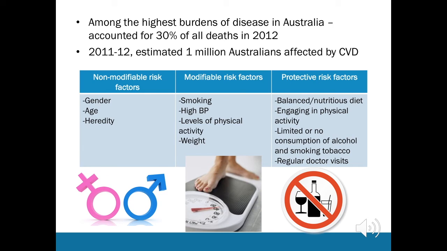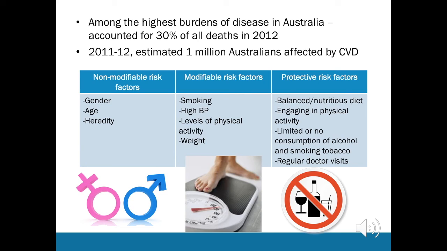These statistics are about 5 years old. They're not too bad yet, but it's really simple to go on Google, quickly see the prevalence or incidence of CVD, and get the most up-to-date statistics that you can use in your extended responses. So non-modifiable risk factors are age, gender, and hereditary. Modifiable: smoking, high blood pressure, levels of physical activity, exercise, and weight.